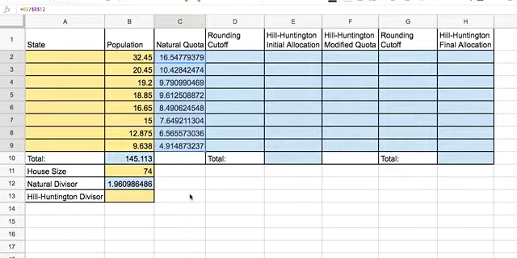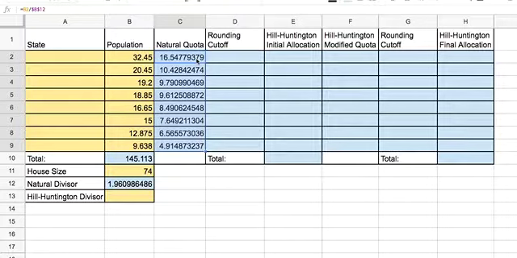Here's where things change. Every single time, our rounding cutoff changes. It depends upon your natural quota and the number of seats you could possibly have. So our rounding cutoff switches potentially for every single quota that we have. The first state that we have here, we've got 16.5. Well, that could round up to 17, or that could round down to 16.